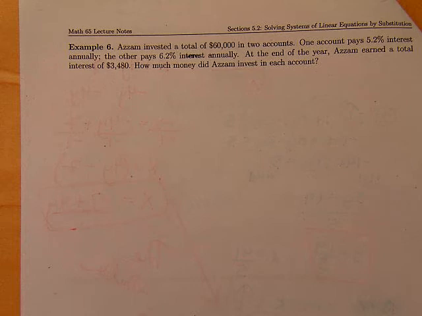Azam invested a total of $60,000 in two accounts. One account pays 5.2% interest annually, and the other pays 6.2% interest annually. At the end of the year, Azam earned a total interest of $3,480. How much money did he invest in each account?